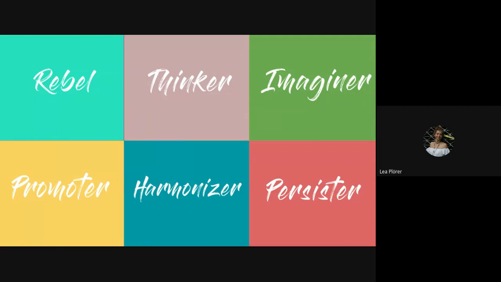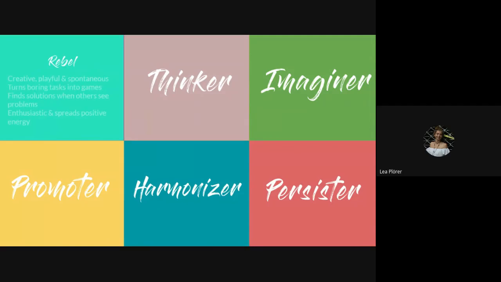But I looked into a very specific one, whose name I can't remember now. Amazing. And this defines 6 team personalities, which are the rebel, the thinker, the imaginer, the persister, the harmonizer, and the promoter. I will quickly go through all of them, but I will not go too much into detail. You can read along, but I think it's also a bit tiring for you to listen to me explaining all of them in super detail.